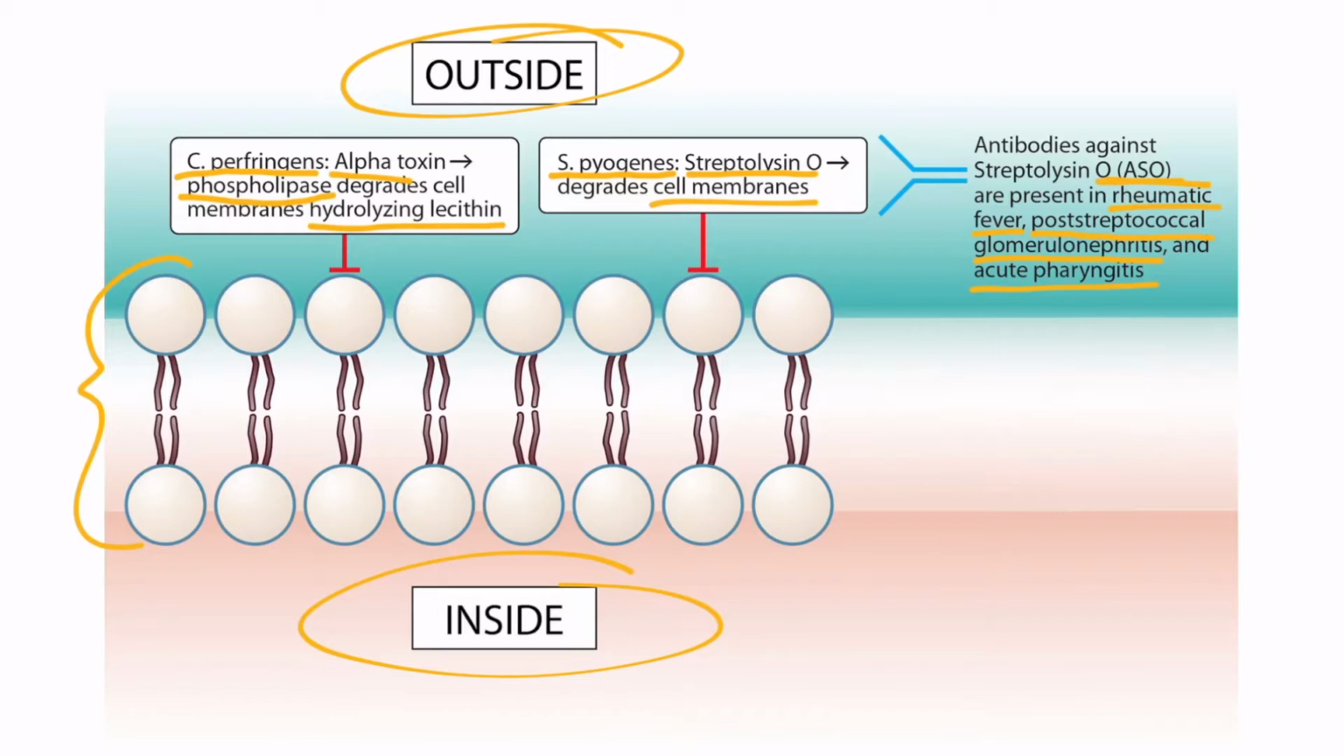However, even though these ASO antibodies can be detected in rheumatic fever and post-streptococcal glomerulonephritis, it's super important to recognize that streptolysin O is not the cause of these diseases. For example, we know that rheumatic fever is caused by the M protein, which we discussed earlier.